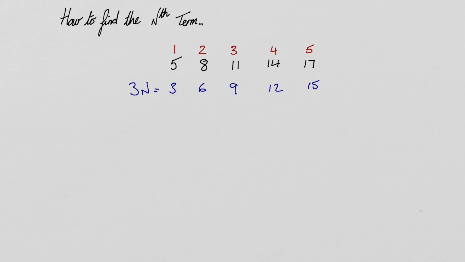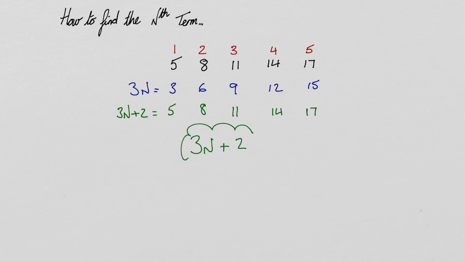So 3, 4, 5, 6, 7, 8. We're adding 2 each time. So that tells us that we need to do 3n as a starting point, but we also need to add 2 each time. So 3 add 2 is 5, 6 add 2 is 8, 9 add 2 is 11, 12 add 2 is 14, and 15 add 2 is 17. So our nth term for this sequence would be 3n plus 2.